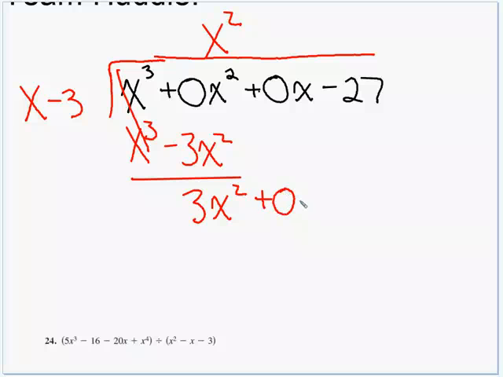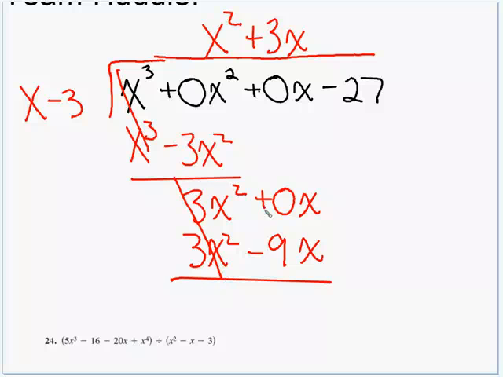Bring down the 0x. So something times x is 3x squared. It's got to be a 3x. 3x times x is 3x squared. 3x times minus 3 is minus 9x. Subtract. Those subtract to nothing. 0 minus a negative 9 turns it into a plus 9x. And we bring down our last term, minus 27.